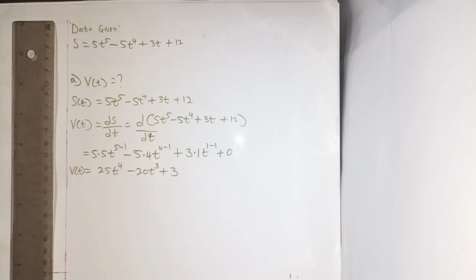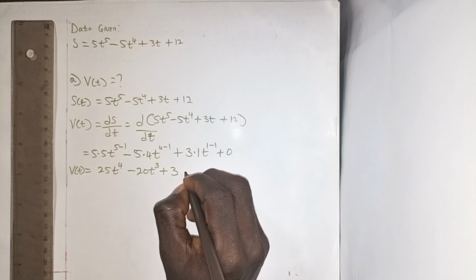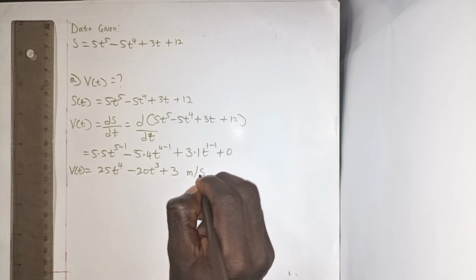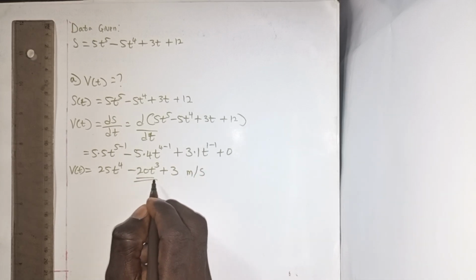But don't forget, they say we should use the correct unit. So what's the unit of velocity? The unit of velocity is meter per second. So all you just need to do is write meter per second in it. So that is it. This is for A.